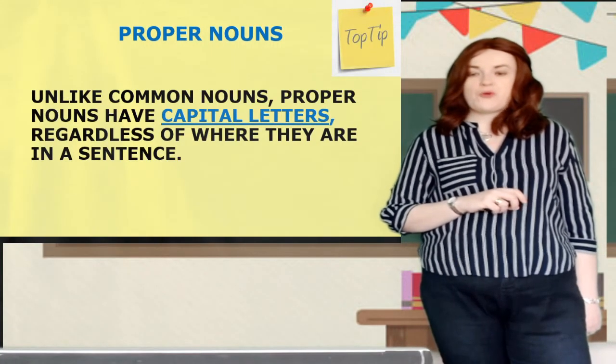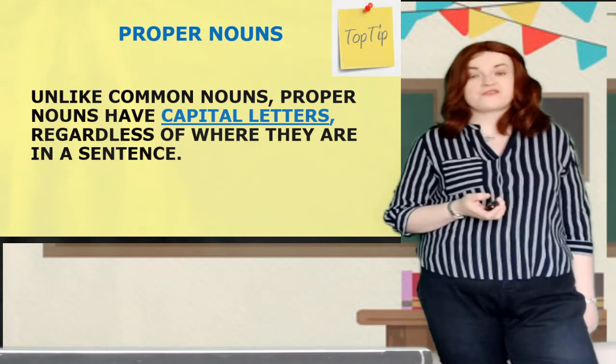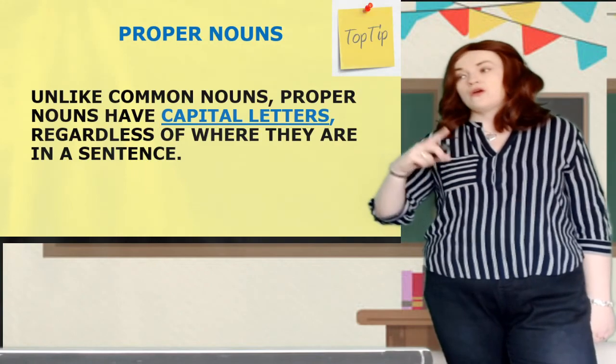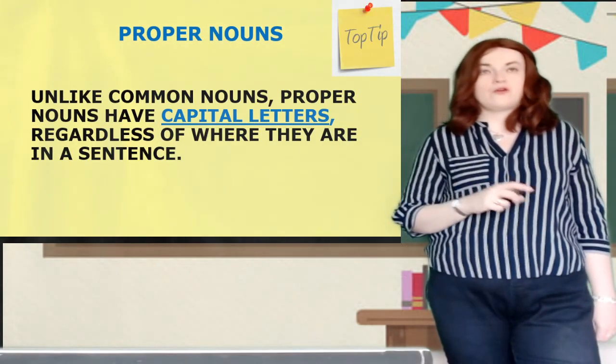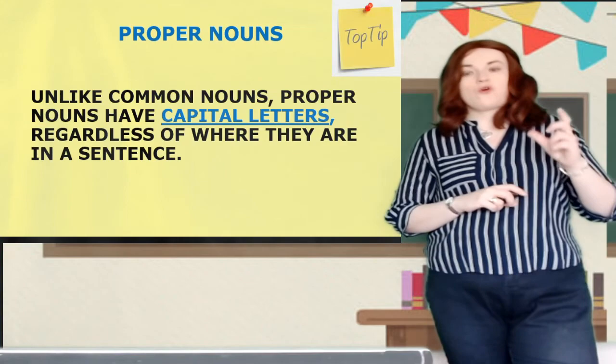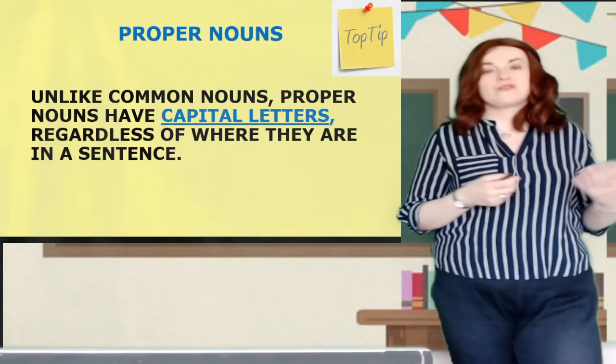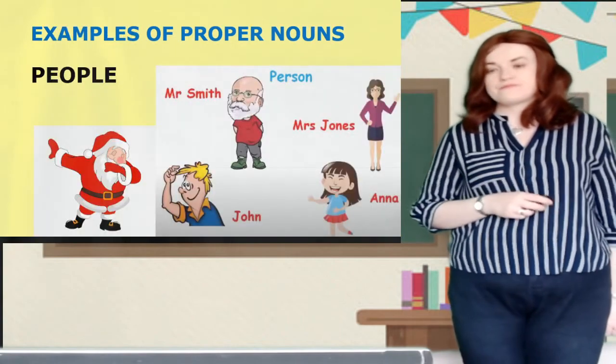Unlike common nouns, proper nouns have capitals regardless of where they are in a sentence. So if it was at the beginning, they would get one. So, the dog cried, so John was unhappy. John would still get a capital letter.